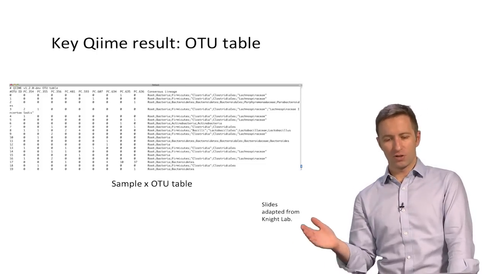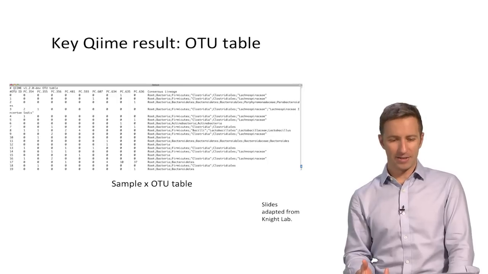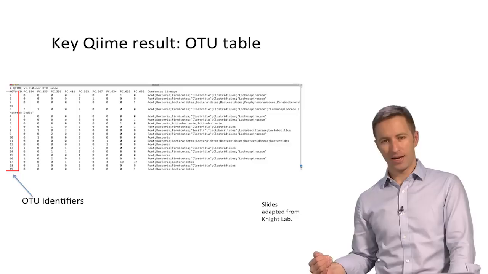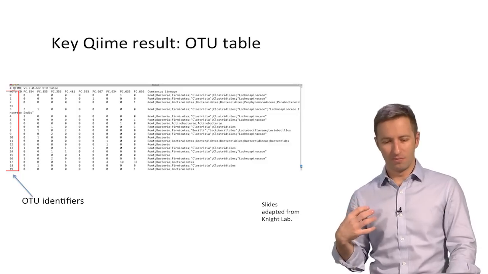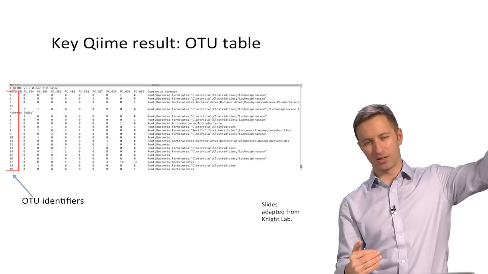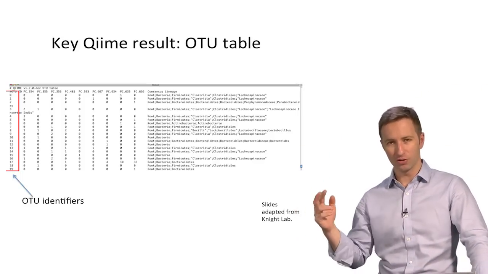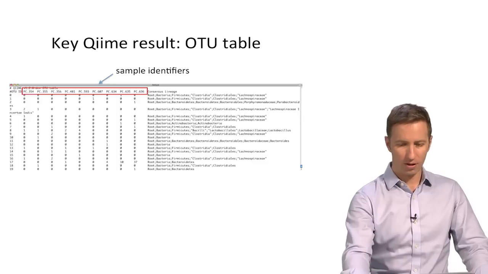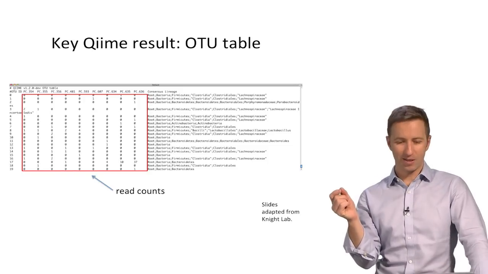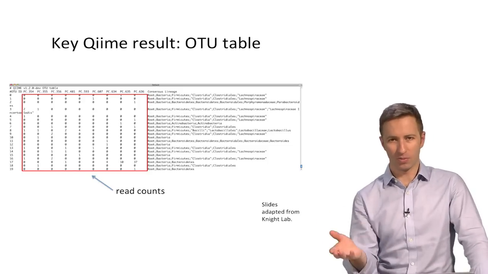The key result that comes out of Qiime is the OTU table. And here in the rows are the different OTUs. As a machine learning person, I prefer to have my samples in the rows and my features in the columns, but this is often how it's done in biology. So the rows are the features, and then the columns are the sample identifiers. What it contains is just the counts of how many times each OTU was observed in each sample.